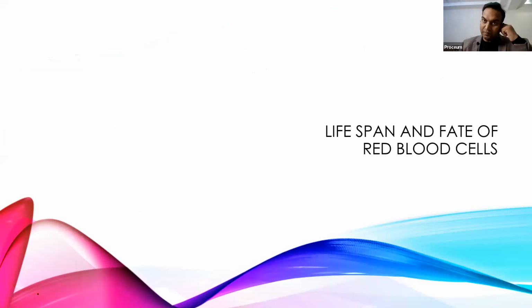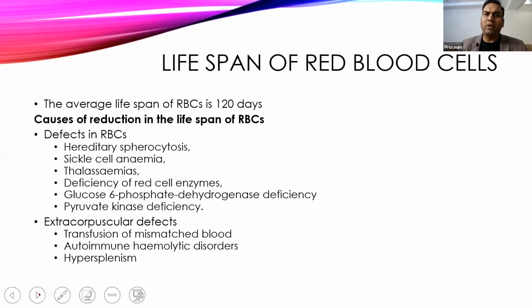Then come to the lifespan and fate of the RBC. So RBC's lifespan is somewhere around 120 days, and once it becomes older, it goes to the spleen, where it is sequestrated and destroyed. And that is how RBC is recycled in our body.